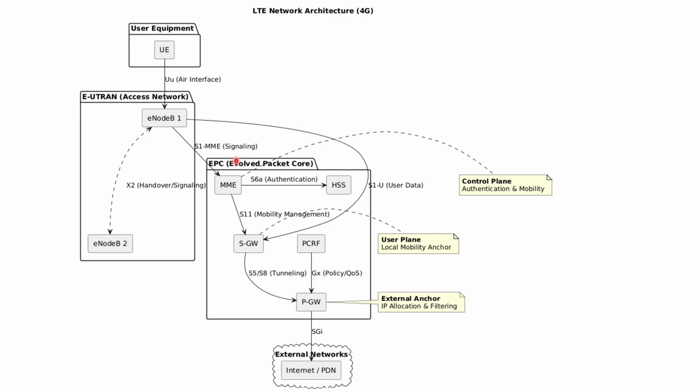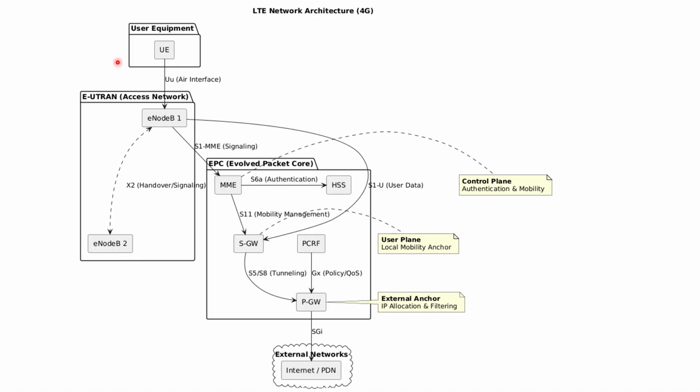In this session, we are going to cover LTE, that is Long-Term Evolution, or you can say 4G network architecture. Here we have two functional parts, or you can say entities. One is the access network, and another one is the core network. So, on the left side we have the UE and E-UTRAN. E-UTRAN and UE are part of the access network.